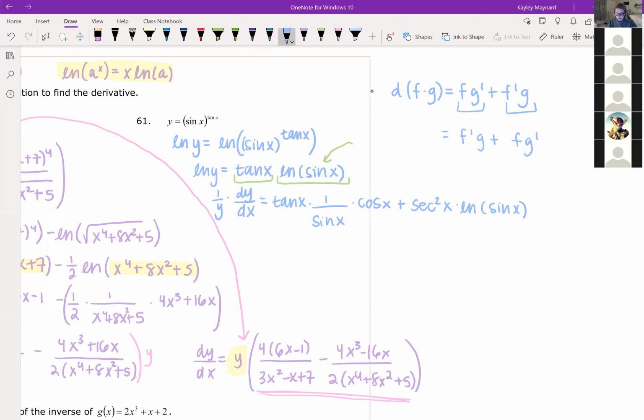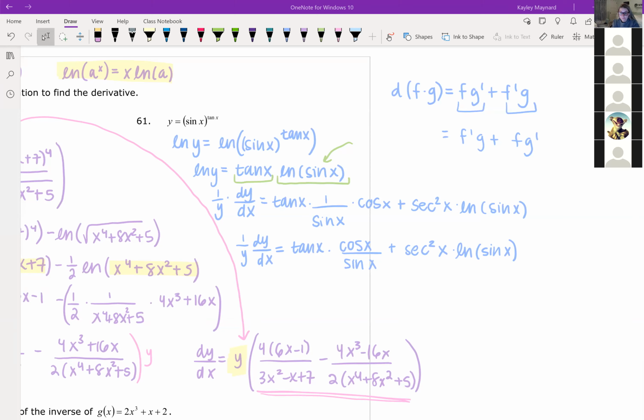Okay, so that was a good question. I'm trying to think if I can simplify this before I do anything else. So this becomes 1 over y dy dx equals tangent of x times cosine over sine plus secant squared x times ln of sine of x. Okay, anyone have any ideas for what we could do here?